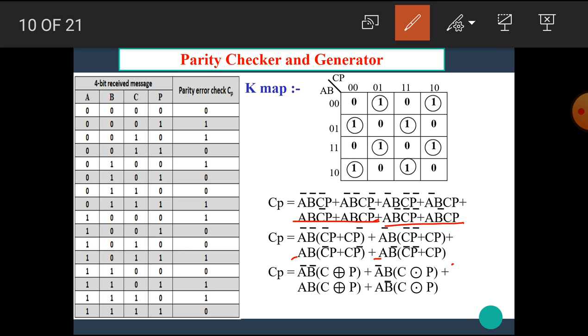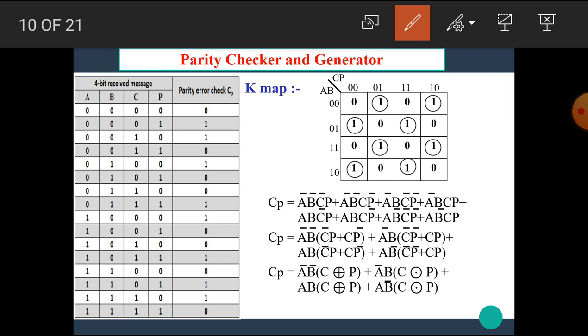But we know that C bar P plus CP bar is C XOR P, and C bar P bar plus CP is C XNOR P. Hence we can write the equation as CP is equal to A bar B bar in bracket C XOR P plus A bar B in bracket C XOR P plus AB in bracket C XOR P plus A B bar in bracket C XOR P.